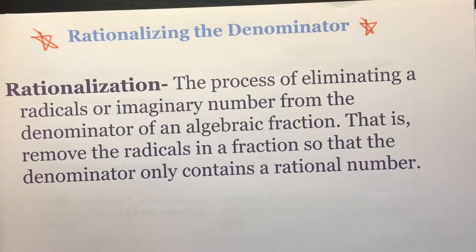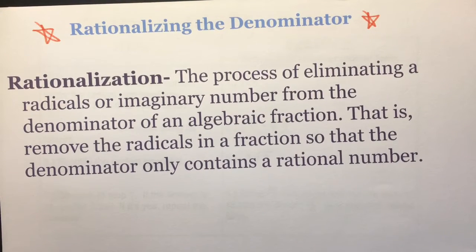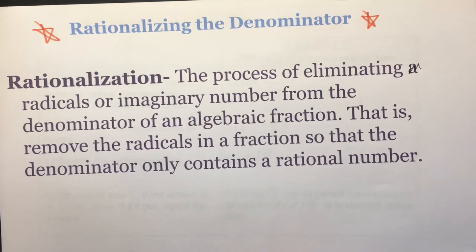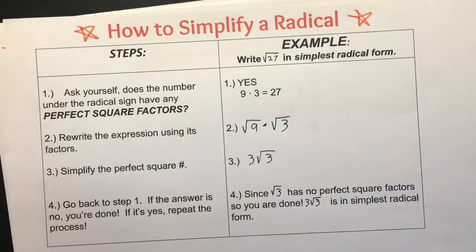So how do we rationalize the denominator? Well, what does that mean? That is the process of eliminating radicals or imaginary numbers from the denominator of an algebraic fraction. That is to remove the radicals in a fraction so that the denominator only contains a rational number. So we'll kind of explore what that means.